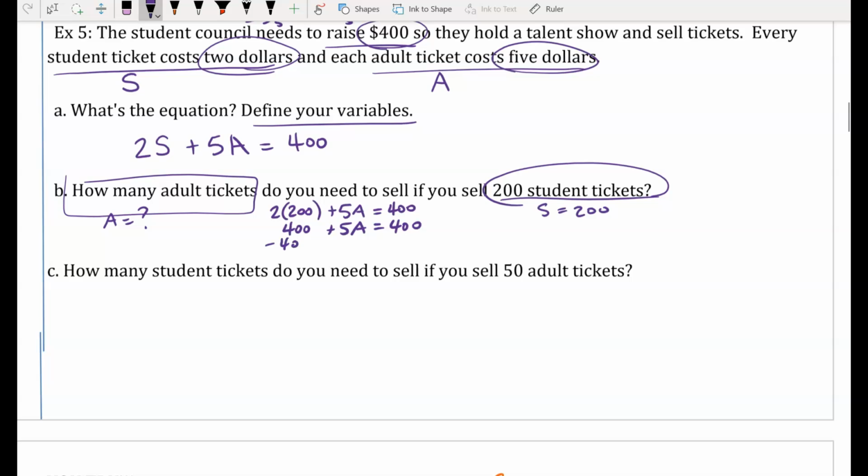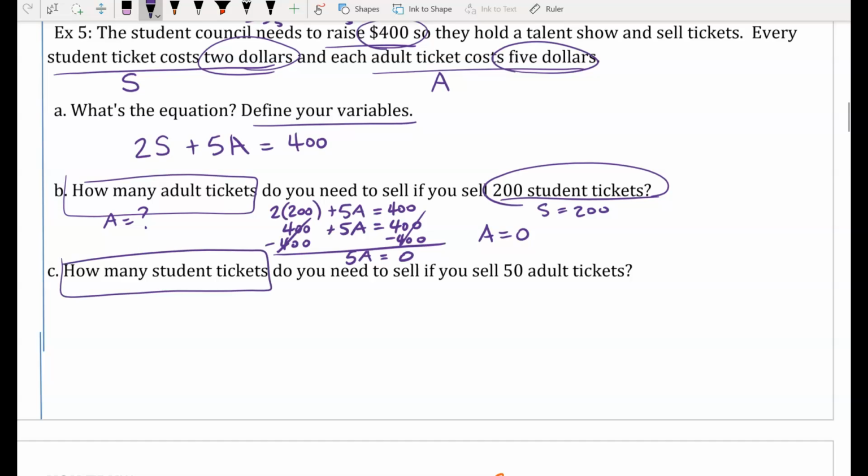Let's subtract 400 from both sides. And when we do that, the 400s go out on the left, which is what we're trying to do, but they also cancel out on the right, which just puts a 0 on the right side of the equation. Now we can divide both sides by 5, but we know that if we multiply 5 times the number and get 0, then our A value has to be equal to 0. 5 times 0 is equal to 0. So if we sell 200 student tickets, then we don't need to sell any adult tickets to make that $400 goal.